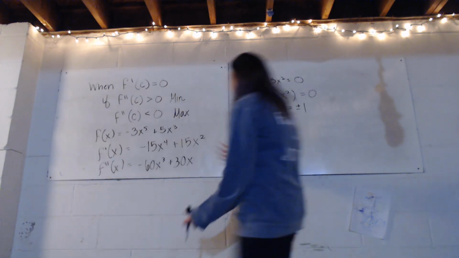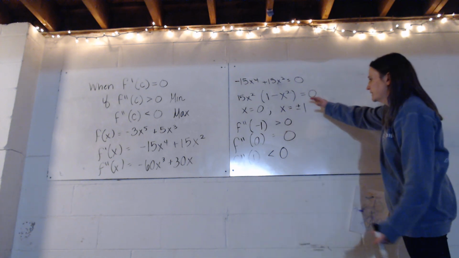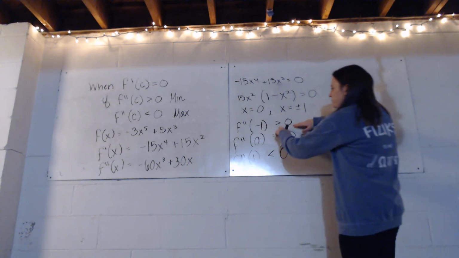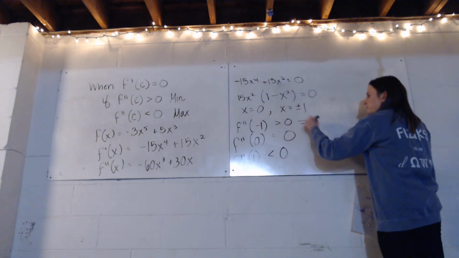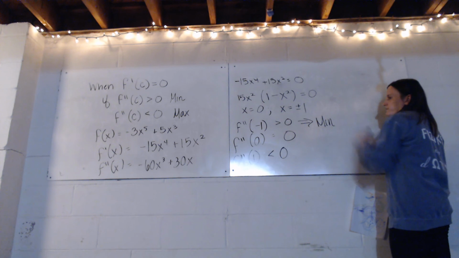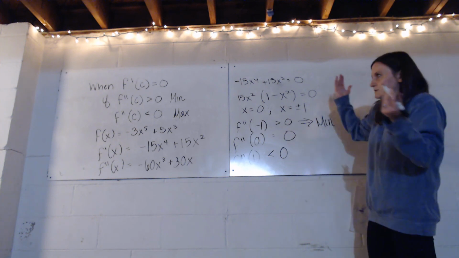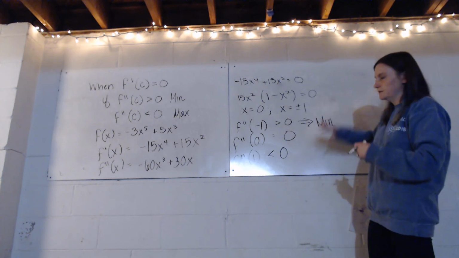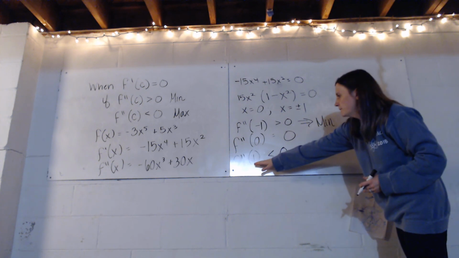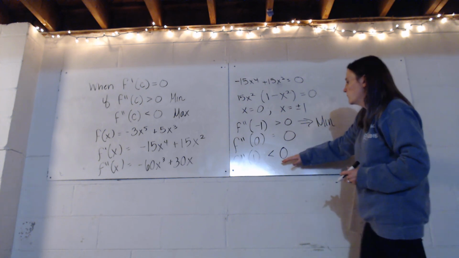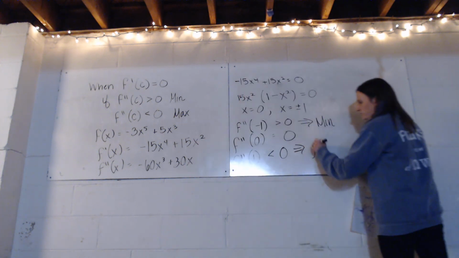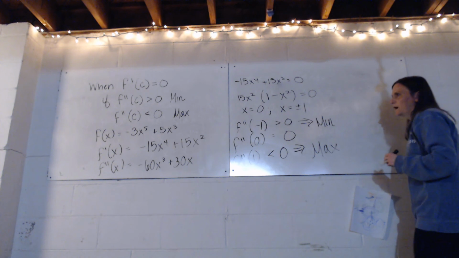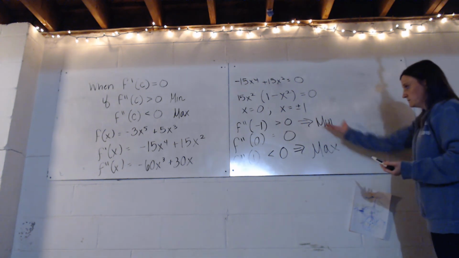Okay, so what does this mean? These critical points are places where I can have a maximum or minimum. At negative 1, my second derivative is greater than 0. That means I have a minimum. This is a relative minimum value. At 0, that tells me nothing, so it has to be greater than 0 or less than 0. 0, I ignore it. My second derivative at 1 is less than 0, which means I have a maximum value here. So this is my min, this is my max.